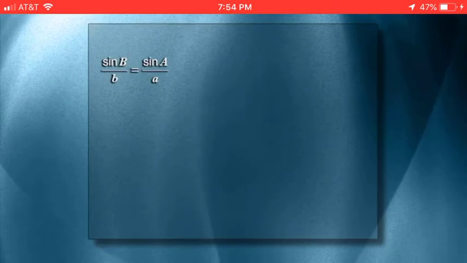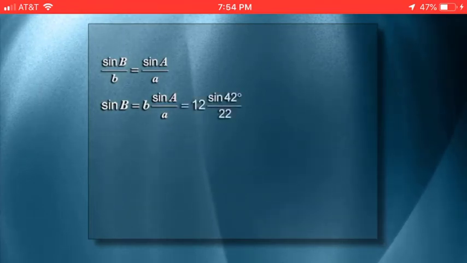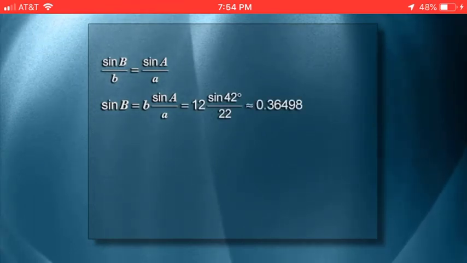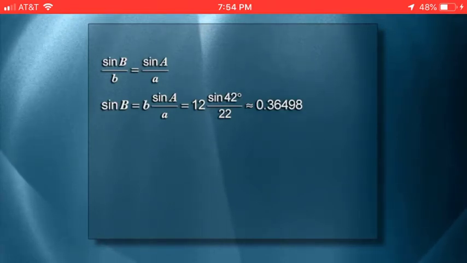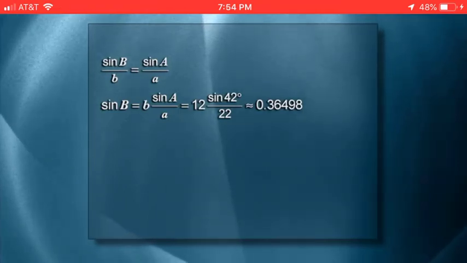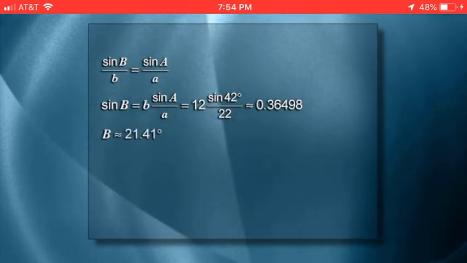Okay. We use the law of sines. Sine B over b equals sine A over a. So sine B equals b times sine A divided by a. Plug in the characters. 12 sine 42 over 22 equals approximately 0.36498. I did that on my calculator, of course. All right, so here's one of the interesting points. We know what sine B is. What's B? Well, we have to use the inverse sine key on our calculator. Knowing the sine, can we find the angle itself? And it turns out to be about 21.41 degrees.